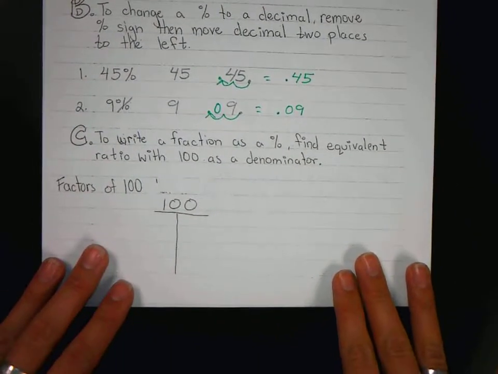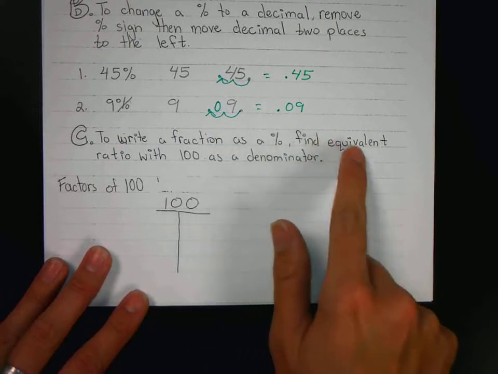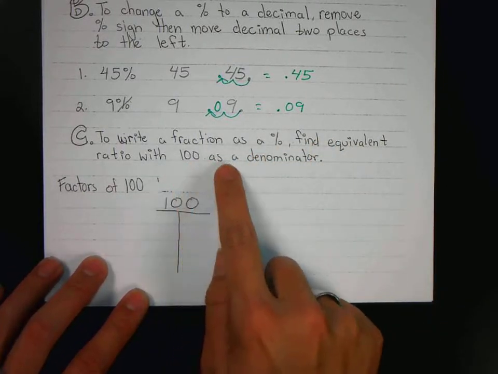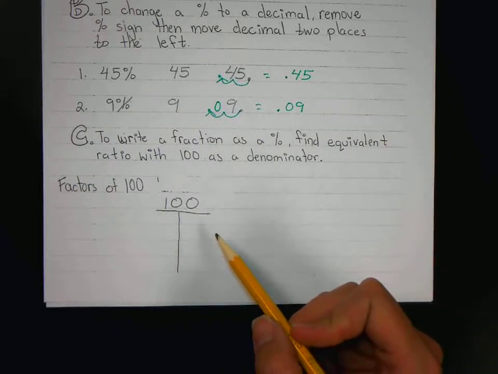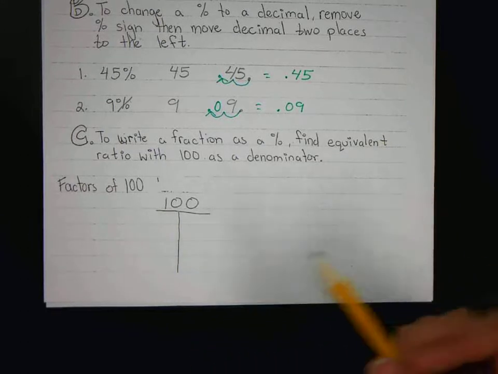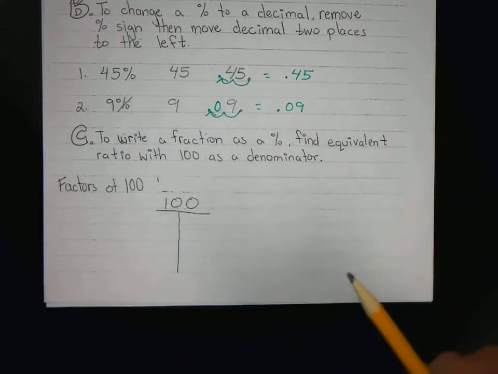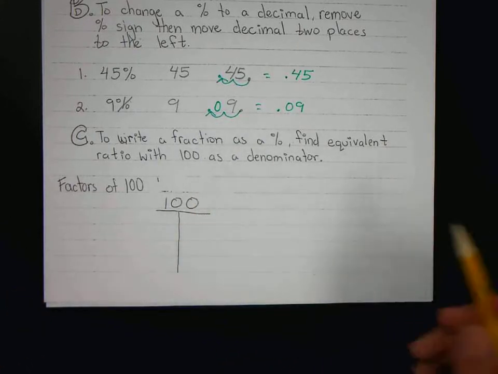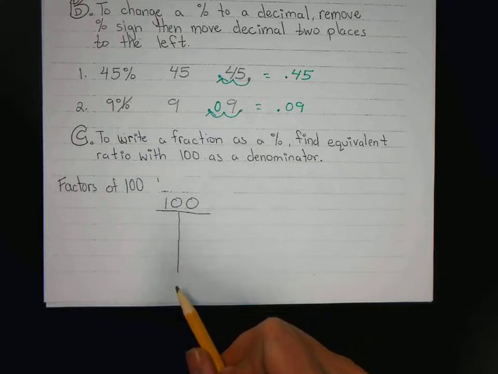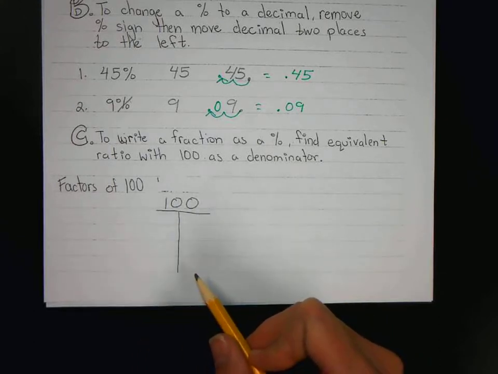All right, for C, to write a fraction as a percent, find equivalent ratios with 100 as a denominator, okay? So remember, it's a percent, it's out of 100, which means our denominator needs to be 100. Now, given any kind of fraction, we need to turn that denominator into 100. There are certain numbers as a denominator that will help us get to 100, or numbers that we can turn into one of these numbers and make into 100. These are going to be the factors of 100. The factors are what you want as the denominators to help it be 100.